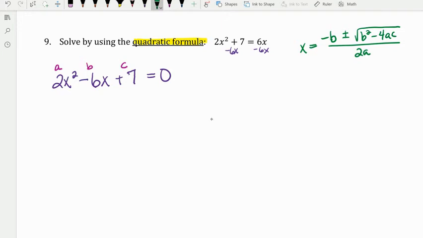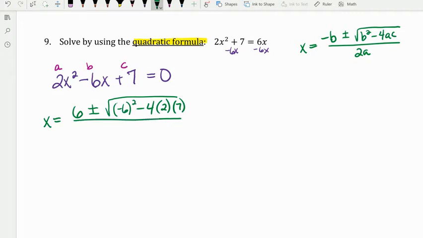Okay, so then when we plug it in, we get x equals the opposite of b. Since b is negative 6, I'm going to put positive 6 plus or minus the square root of b squared, that's negative 6 squared. Don't forget your parentheses, that's important. Minus 4 times a times c, all over 2 times a, which is 2.